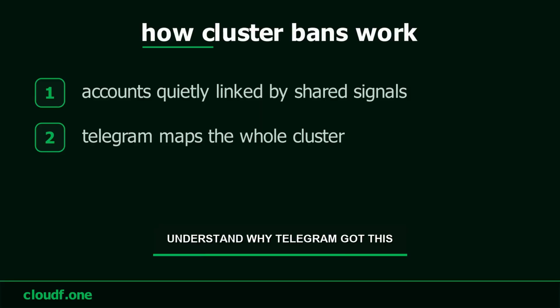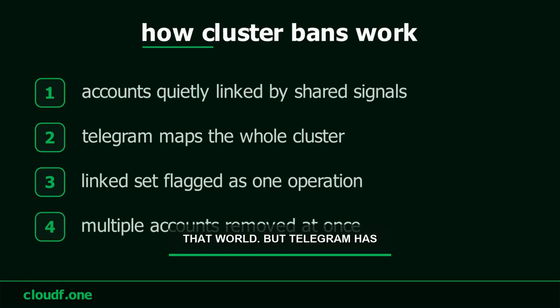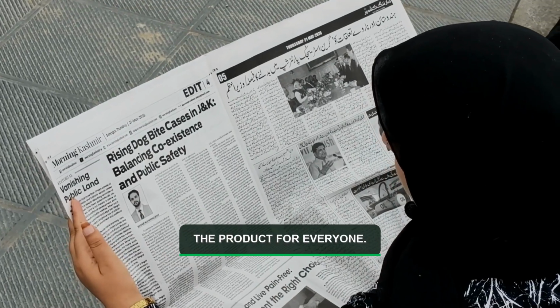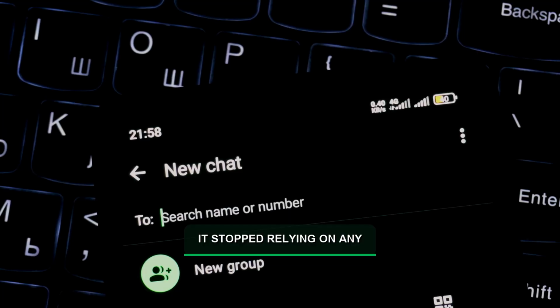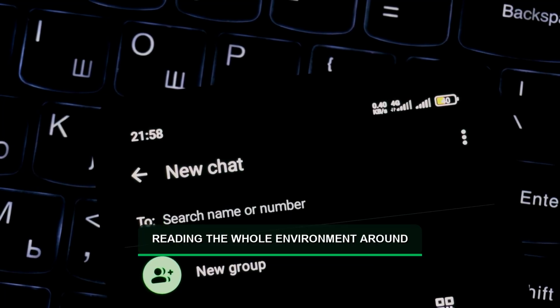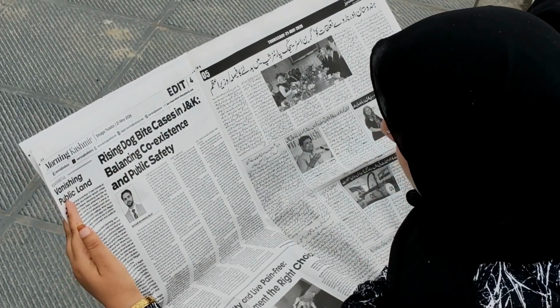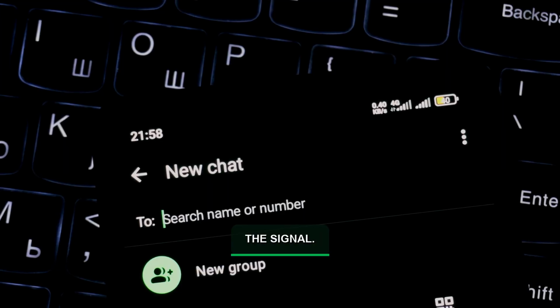It helps to understand why Telegram got this serious. For years, a fresh number and a VPN were enough, and a lot of advice online is still stuck in that world. But Telegram has crossed well past 900 million users. It is under real regulatory pressure in Europe, and spam at scale genuinely degrades the product for everyone. So the detection got much smarter and much quieter. It stopped relying on any single tell and started reading the whole environment around a login. The old tricks do not just work less well now, they actively flag you because doing exactly what every spammer does is itself the signal.